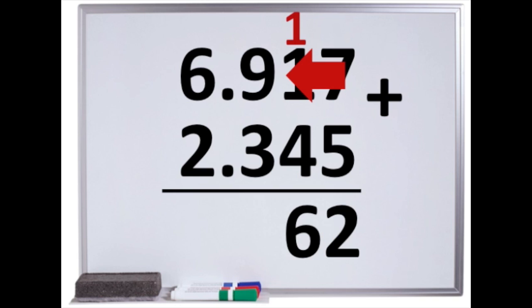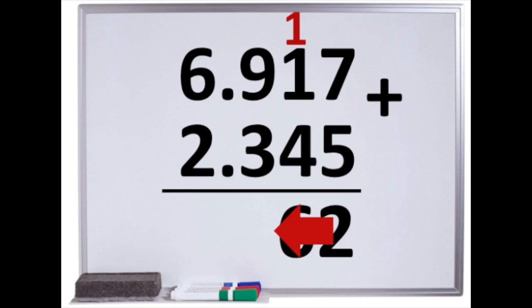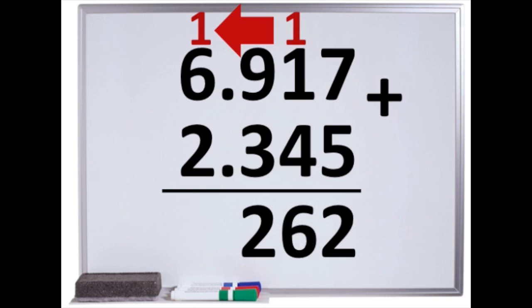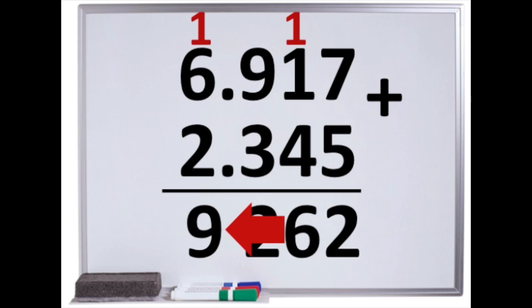So next column, 9 plus 3 equals 12. I wonder if you can remember what we do when we have more than 10. That's right, we write the 2 down here and carry the 1 up to here. So now let's count our units column. We have 1 plus 6 plus 2 equals 9. So our answer is 9,262. Wait a minute, that can't be right. Can you tell me what I might be missing?